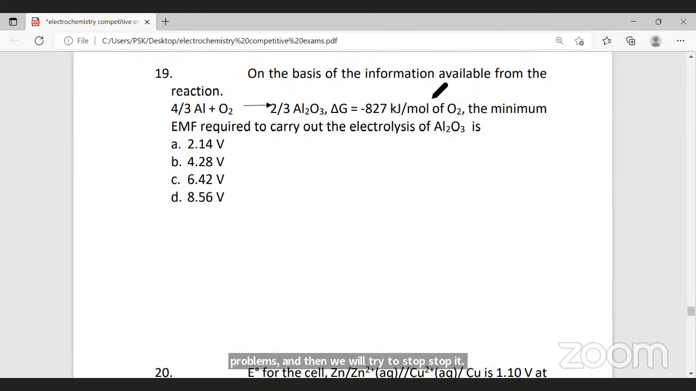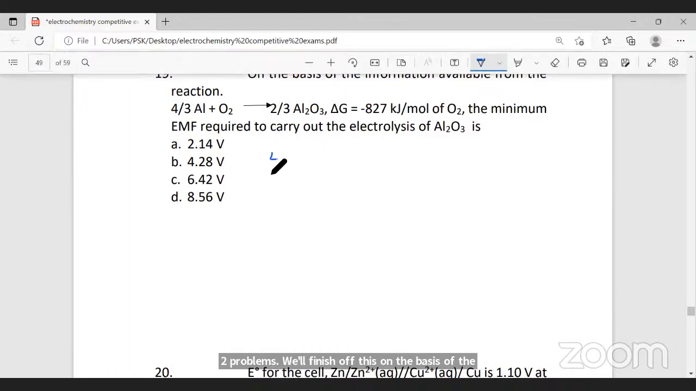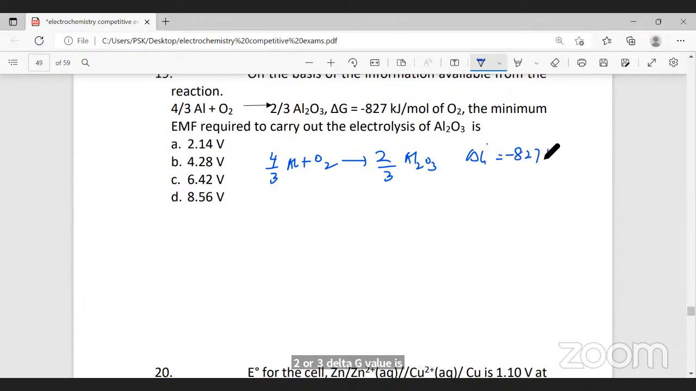On the basis of the information available from the reaction, 4/3 Al plus O2 giving you 2/3 Al2O3, delta G value is minus 827 kilojoules per mole of oxygen. The minimum EMF required to carry out the electrolysis of alumina is?